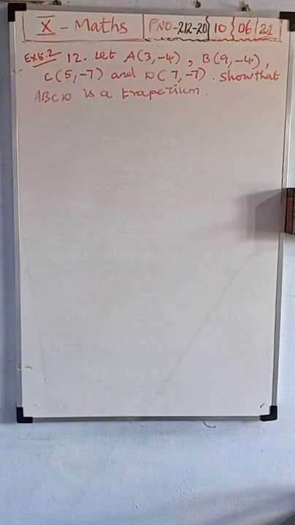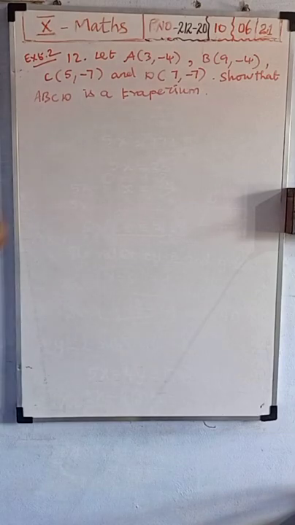Let A point be 3 comma minus 4, B point be 9 comma minus 4, C point be 5 comma minus 7, and D point be 7 comma minus 7. So these points A, B, C, D are given. Then we want to show that ABCD is a trapezium. Using these points, they make a trapezium, that is what we want to show.